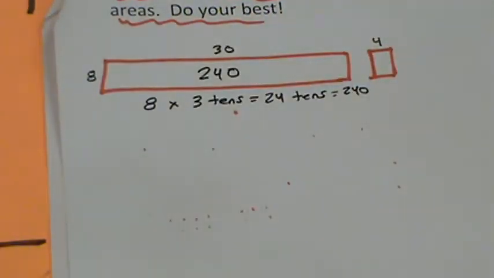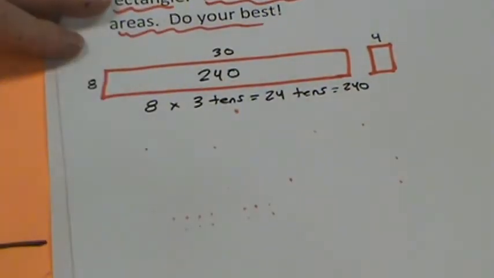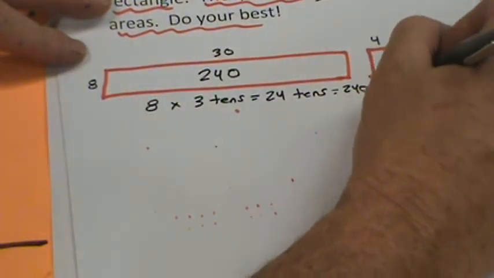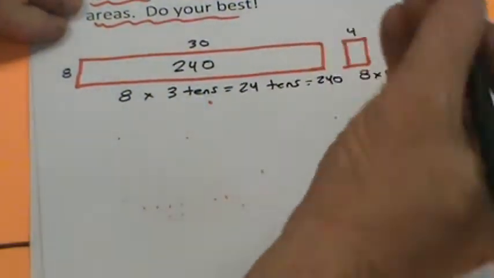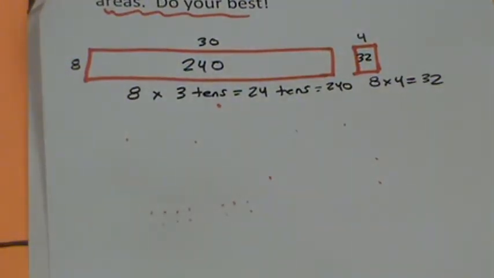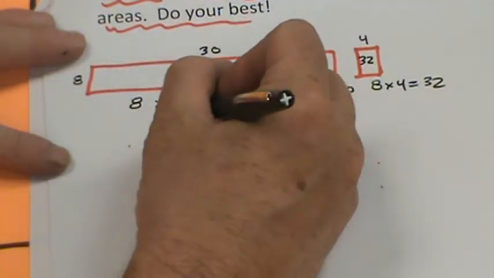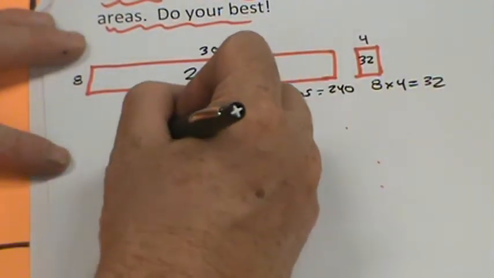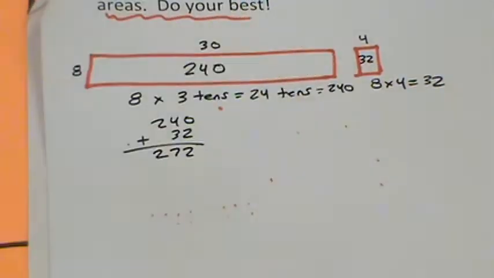What we don't know is the area over here. How are we going to figure that out? Well, we know this is the same length, right? So all we have to do is 8 times 4. So I'm going to go over here and 8 times 4, and that equals 32. And so there's the area of this smaller shape. But we need to find the sum, the total of all of them together, okay? So what we're going to do is add them together. And that would be 240 plus 32. There's 272. So 272 units.